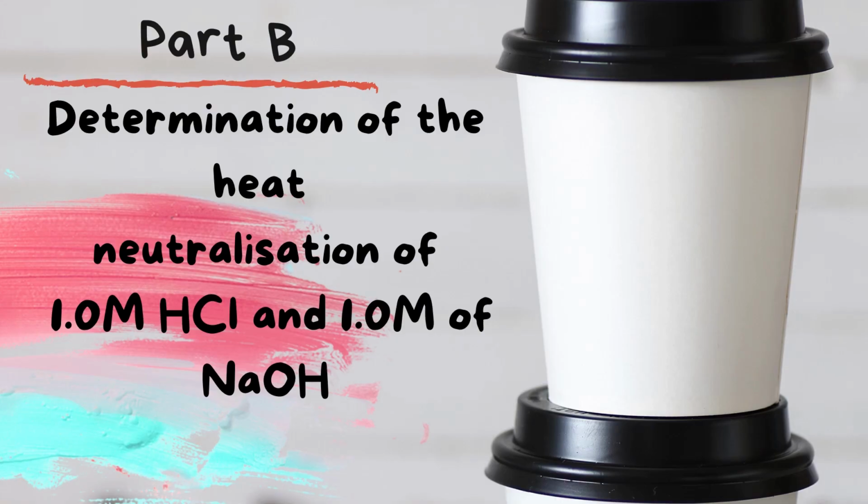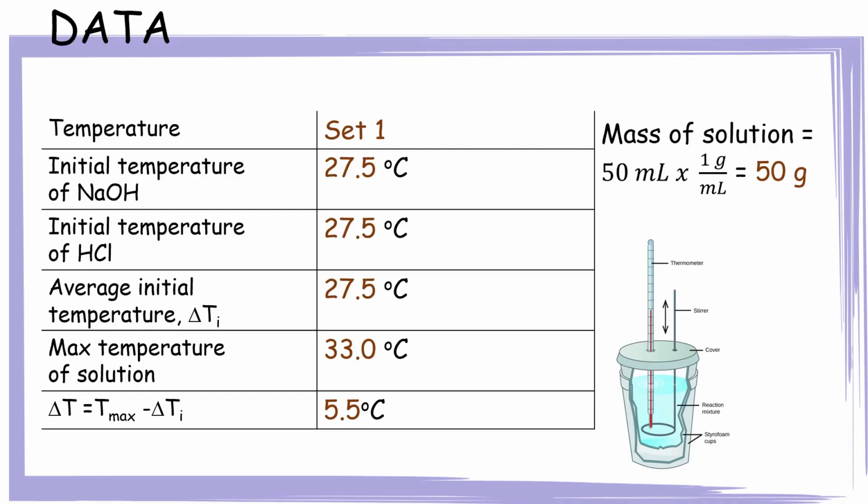Part B, determination of the heat of neutralization of 1 molar hydrochloric acid and 1 molar sodium hydroxide. Initial temperature of sodium hydroxide is 27.5 degrees Celsius. The initial temperature of hydrochloric acid is also 27.5 degrees Celsius. Therefore, the average initial temperature is 27.5 degrees Celsius. Maximum temperature of the solution is 33 degrees Celsius.